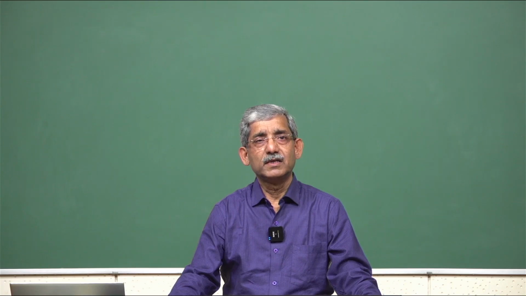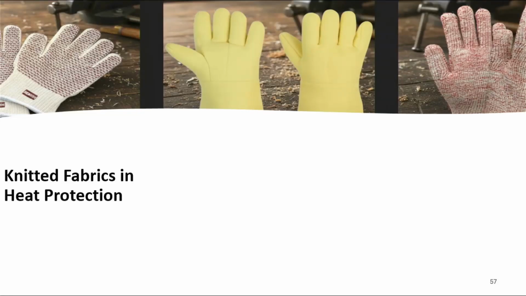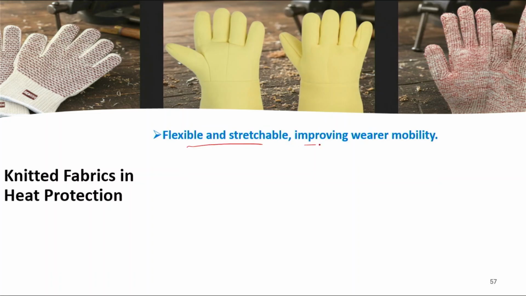Now, knitted fabrics in heat protection. We will see where flexibility is required and body movement is a vital part, frequent body movement like your gloves, where we have to grip hot or different types of objects, and at the same time we need fire protection. So, it is flexible and stretchable, improving wearer mobility. Where the mobility is high, in those cases knitted fabrics are used.